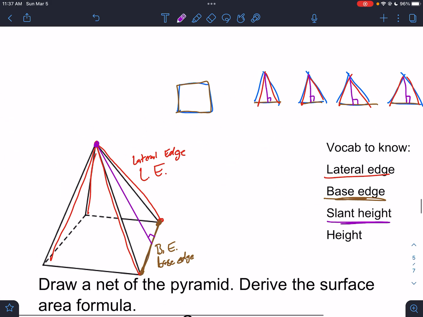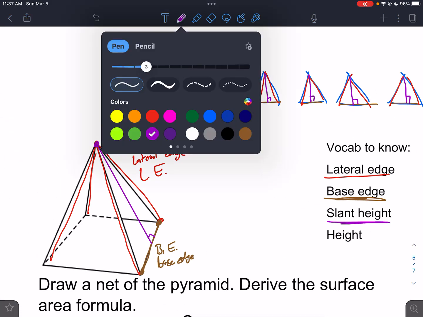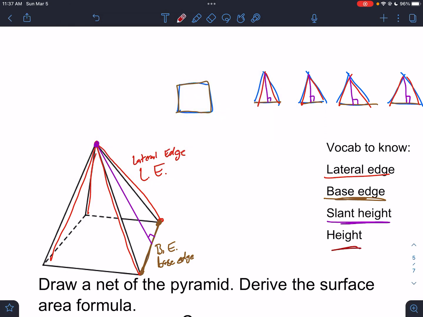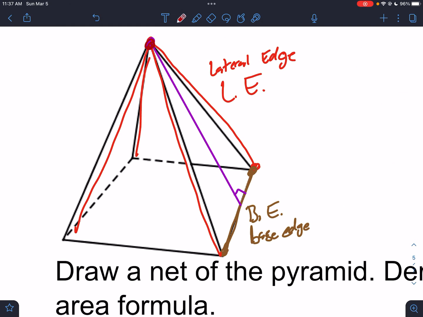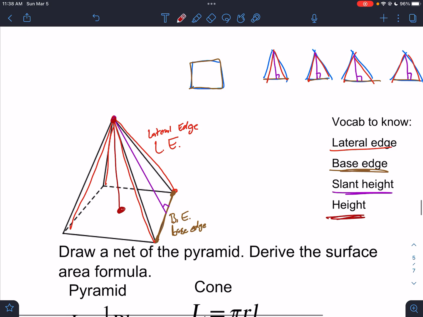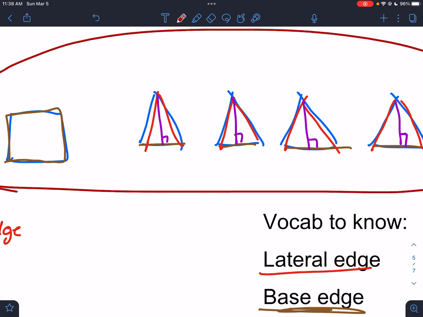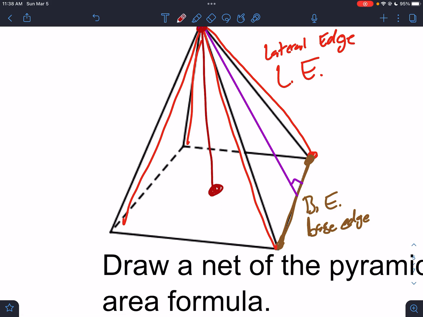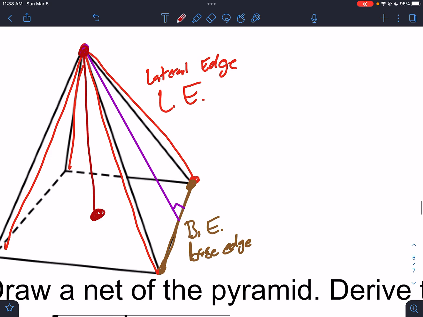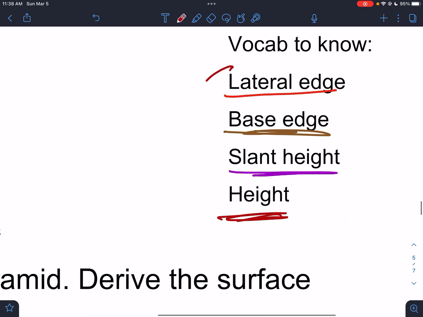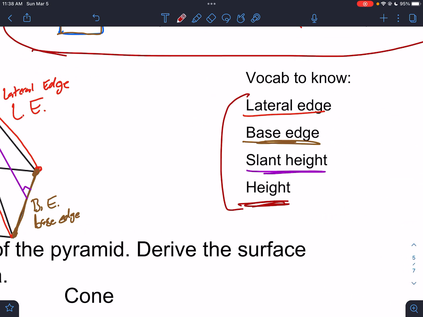Is it the height of the pyramid? No. The height of the pyramid would be from the apex to the bottom, and that can't be represented on any of those. These are surfaces. The actual height of the pyramid is inside the shape. It can't be represented. So understanding these will be critical to your success.